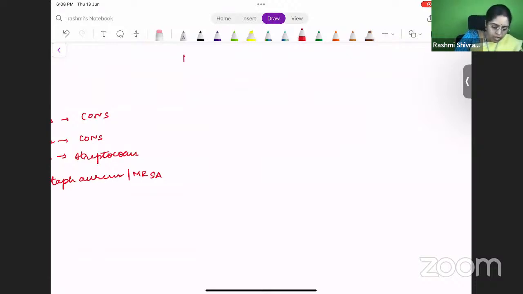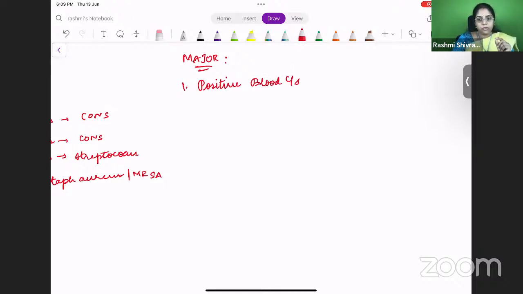So when we talk about the major criteria, the first one will be a positive blood culture, where a typical organism should be grown from blood cultures taken in 2 separate regions. You can either take a right femoral and a left brachial or something like that. You can have 2 blood cultures taken in 2 different regions, and you should grow a typical organism. So what are the typical organisms? You can have a Streptococcus viridans, for example.